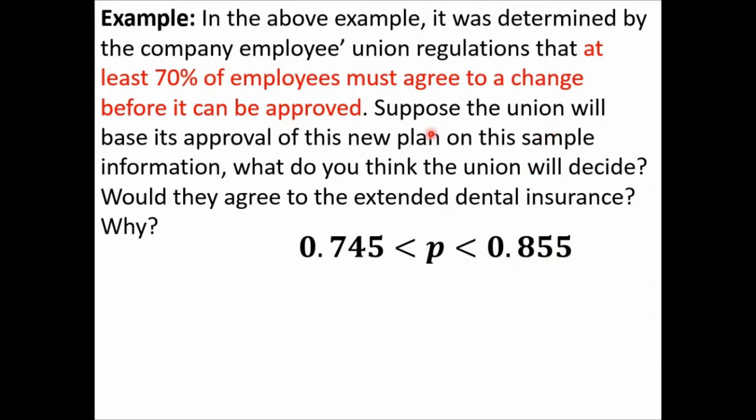Now the union insists that it had to be at least 70%. As we can see from here, we have a lower level of the estimate that is above the 70%, being almost 75%. So apparently the union will tend to approve the plan because our sample estimate provides us with a value higher than the minimum threshold.